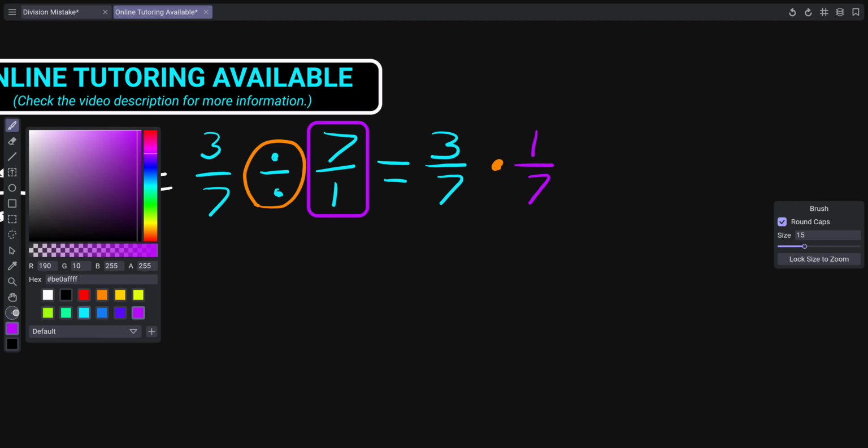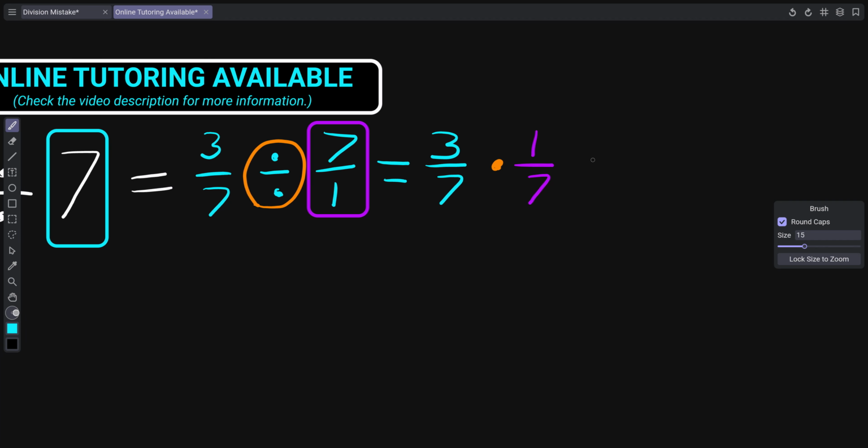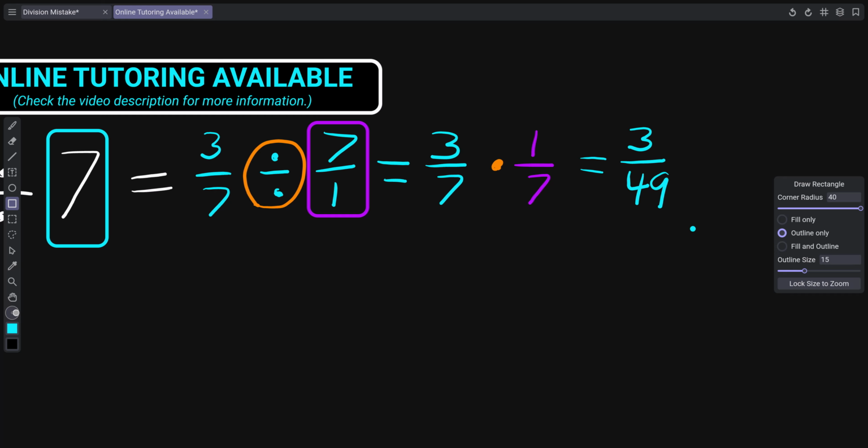And now all we need to do is just multiply across. So 3 times 1 equals 3, and 7 times 7 equals 49. And 3 over 49 is our final answer.